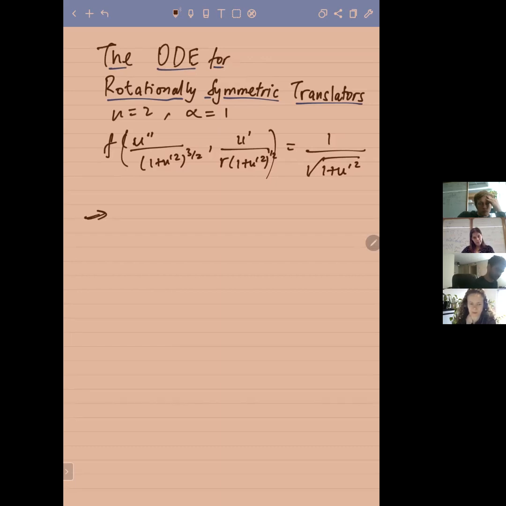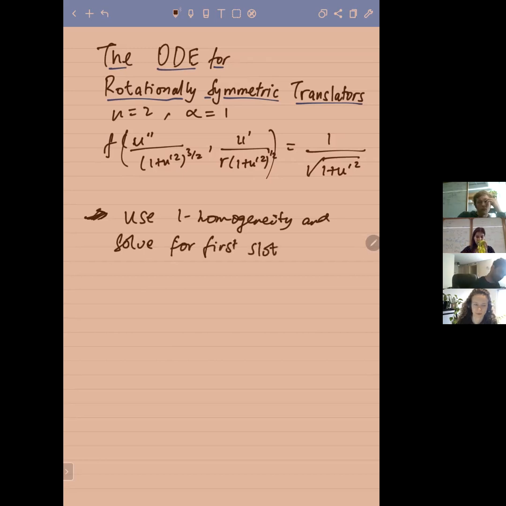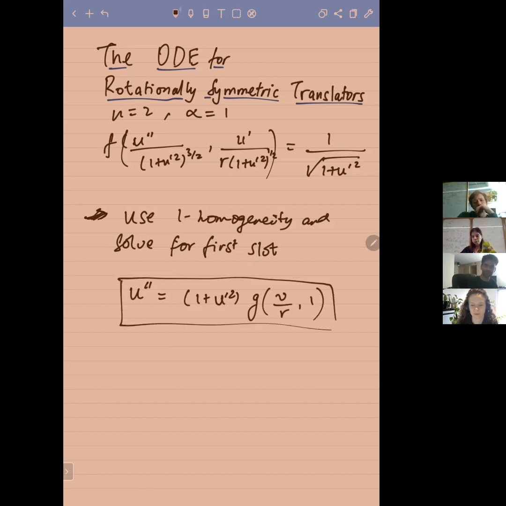Okay, so if you assume that this function is 1-homogeneous and solve for the first slot, let me say what I'm doing. You use the 1-homogeneity and you solve for the first slot. And then you get an equation, u double prime equals 1 plus u prime squared times this function g, which solves for the first slot. You'd get an equation like this. So all the theorems that I stated are actually based on solutions of this ODE.